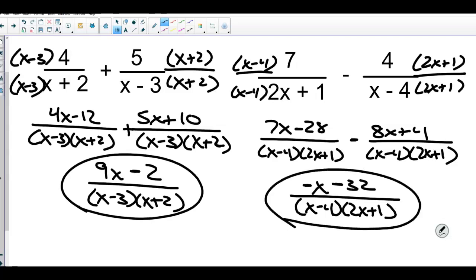Now, just so you know, for a standardized test's sake, could I pull a negative out of the top and put a negative in front of the fraction and make it x plus 32? I can. I would just leave it like that for our purposes right here.